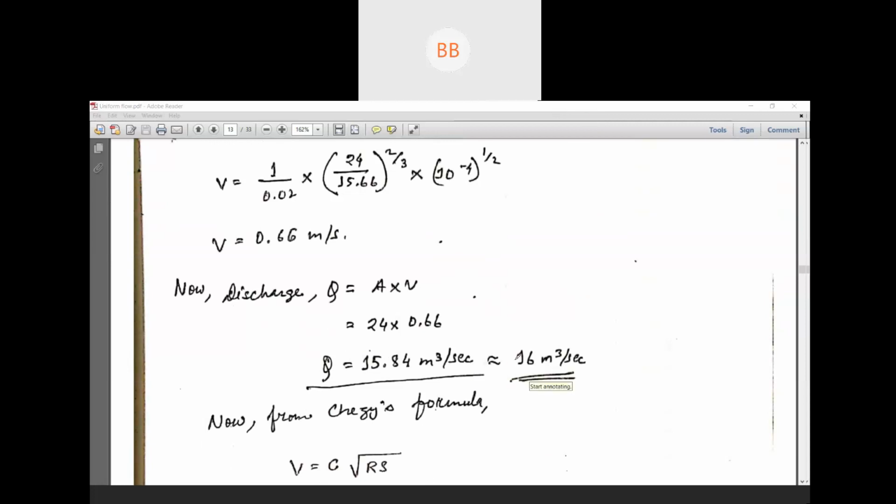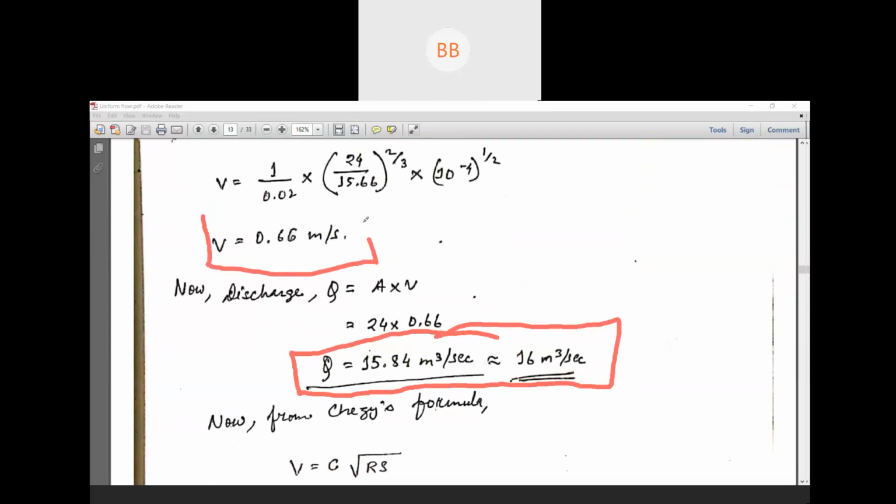See if you are getting the same value or not. It's approximately 16 meter cube per second discharge. Velocity is 0.66 meter per second. Try to calculate and see if you are getting the same value or not.